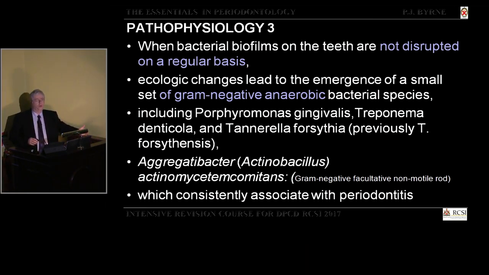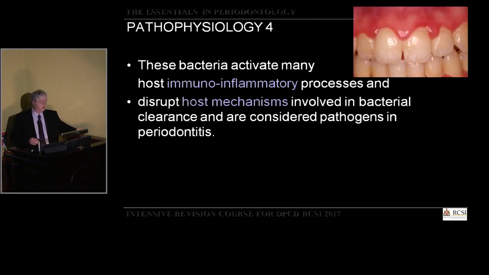And we have all these wonderful bacteria that I know you know how to spell, like Actinobacillus actinomycetemcomitans, as Eddie Cotter said earlier, forward, backward, in reverse, and upside down. And we know that these organisms consistently associate with periodontitis. These bacteria activate many of the host immunoinflammatory processes and disrupt host mechanisms involved in bacterial clearance and are considered pathogens in periodontitis.